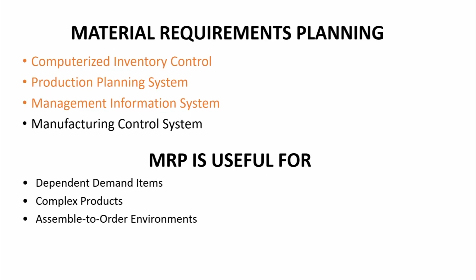MRP is also useful for complex products, just like in car manufacturing. Several hierarchies are there. To manufacture a car, you need certain sub assemblies, and then various components, fabricated parts and certain bought-out parts, etcetera. So, in those cases MRP is a very useful technique to find out the material requirement, procurement requirement, and in-house manufacturing requirements.